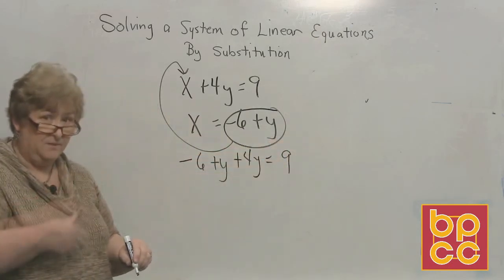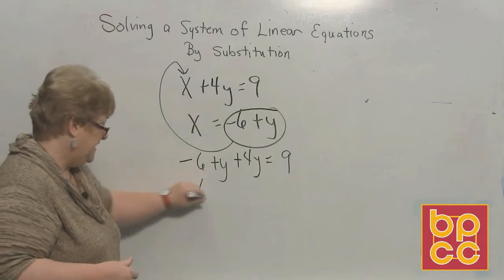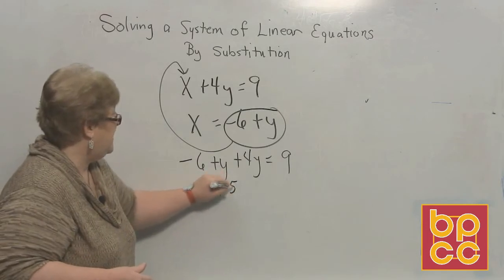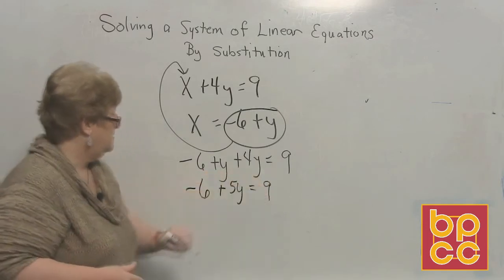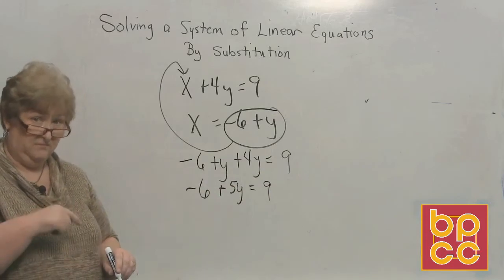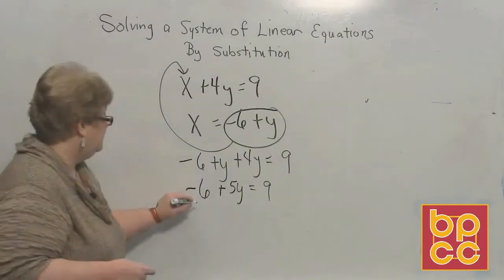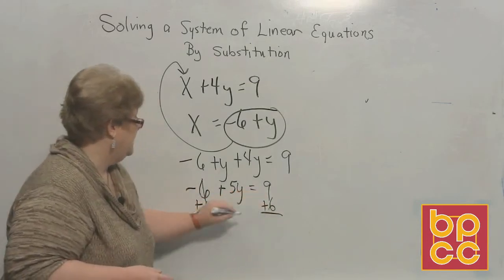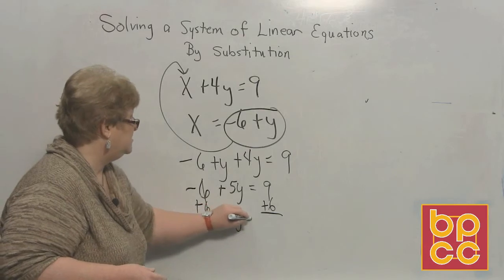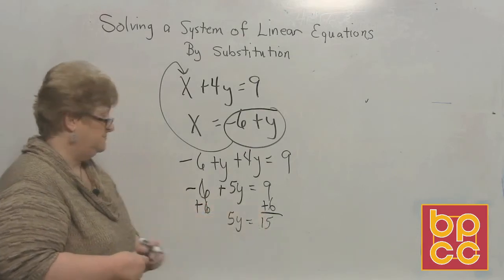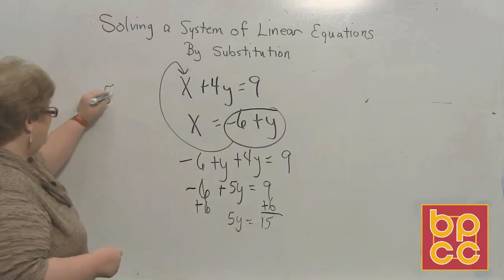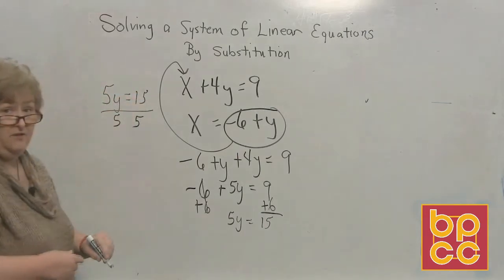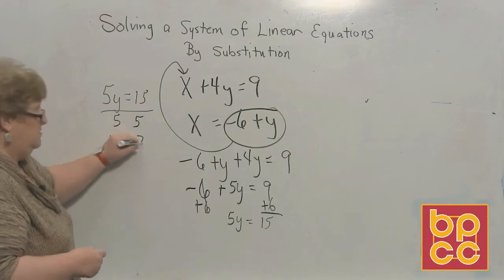Once again, we've got some combining to do here. A negative 6, we have a positive 1 and a positive 4y. So that's a positive 5y equals 9. Now, I think it's time for the negative 6 to move to the other side with a positive 6. That will clear out. And with a positive 6, I now have 5y is equal to 15. And if 5y is equal to 15, when I divide both sides by 5, y will be 3.